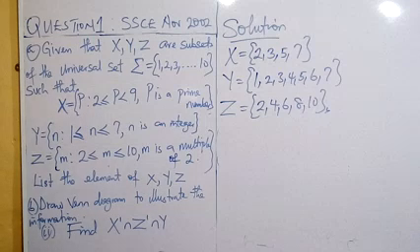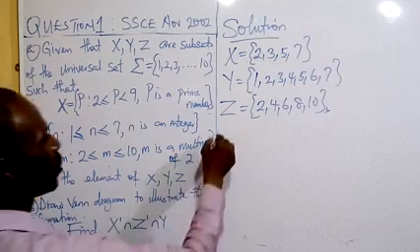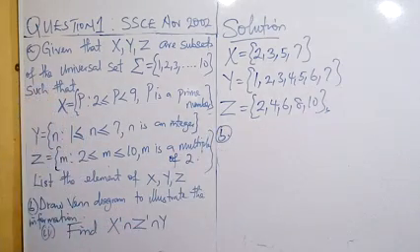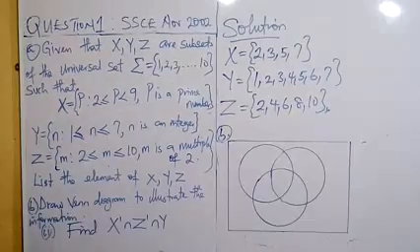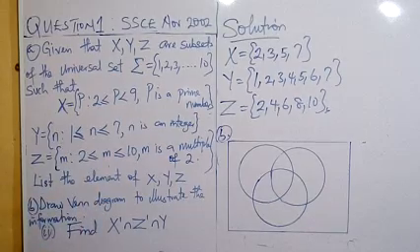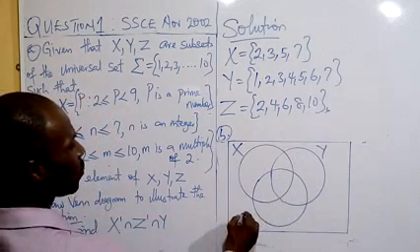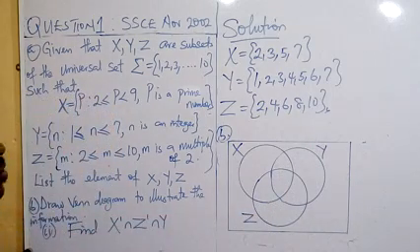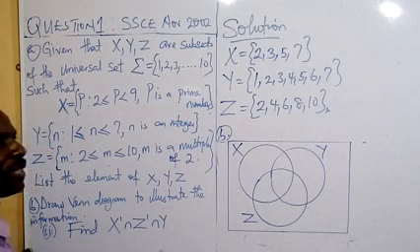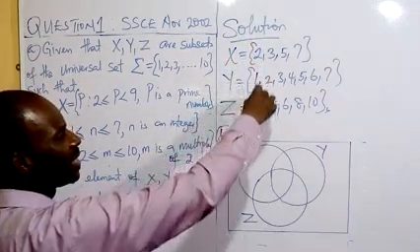Now, the second question is, draw a Venn diagram to illustrate the information. The next thing is to draw the Venn diagram. You want to represent the information in a Venn diagram. Let the first circle represent X, let this represent Y, and this one represent the Z. The first thing we need to look for is the intersection of the three circles. What is the intersection? The elements that are common between the three subsets.